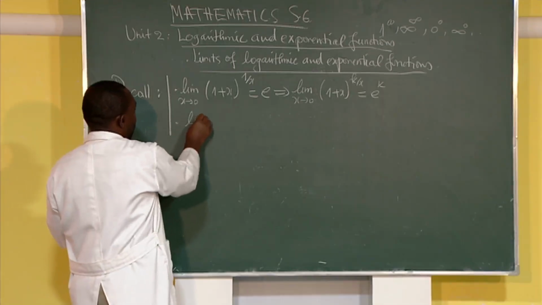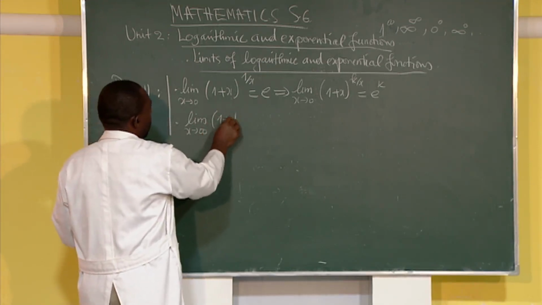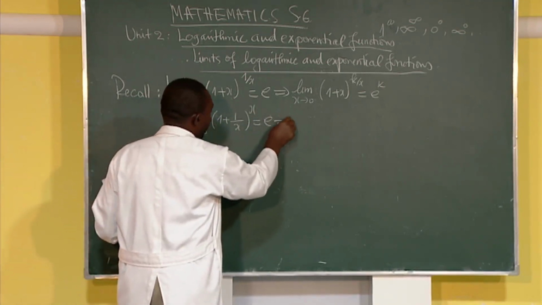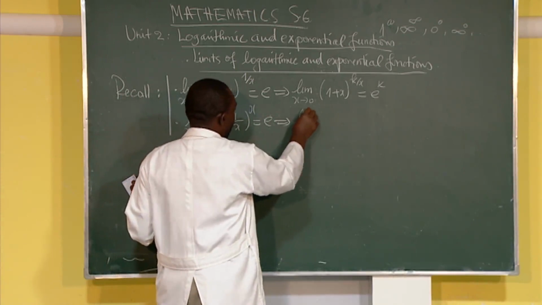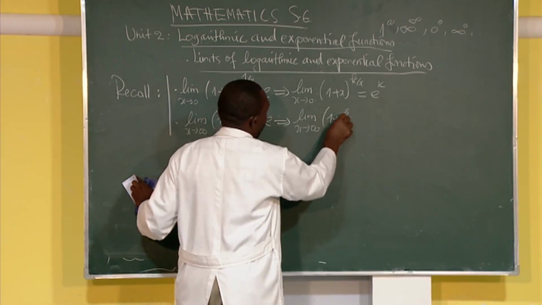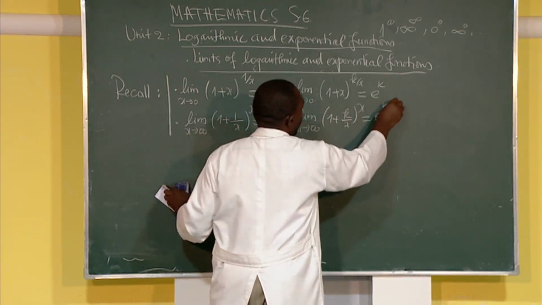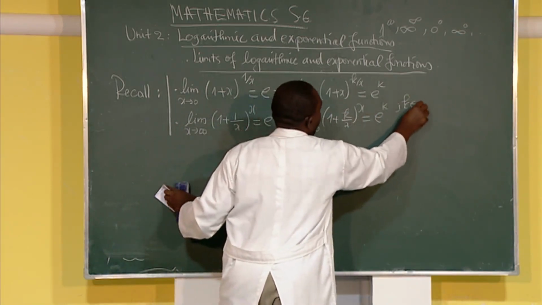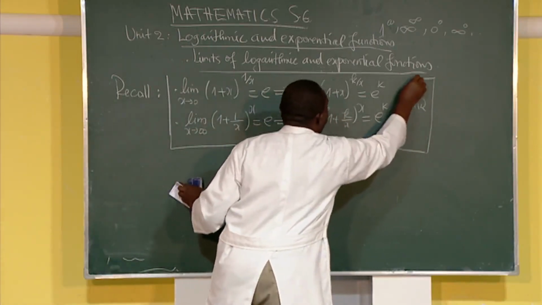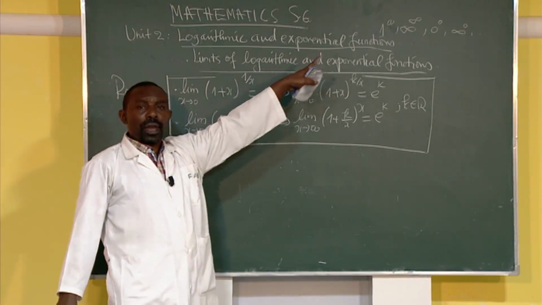And the limit as x approaches infinity of (1 plus 1 divided by x) to the power x equals e. And from this, we have the limit as x approaches infinity of (1 plus k over x) to the power x is also equal to e to the power k, where k is a real number. These known limits are very, very important, and they are going to help us to deal with those kinds of indeterminate forms.